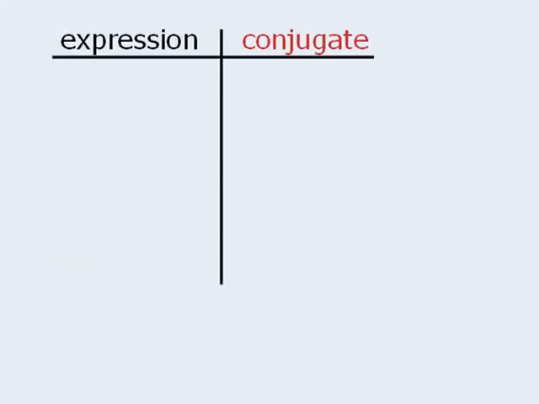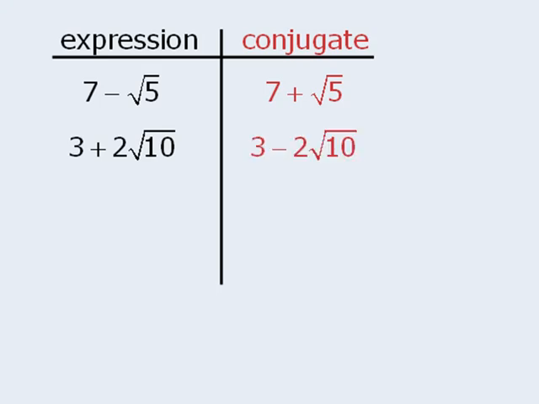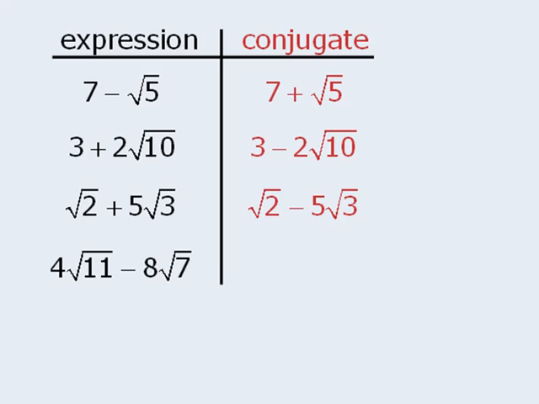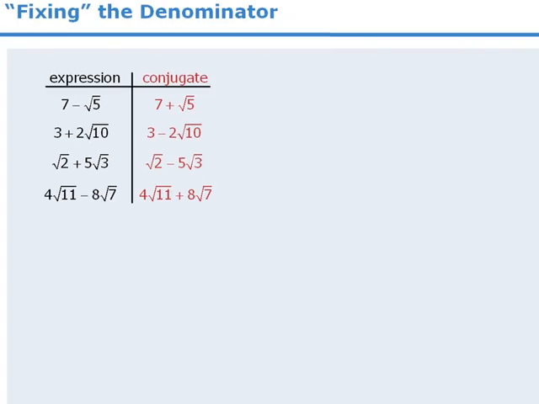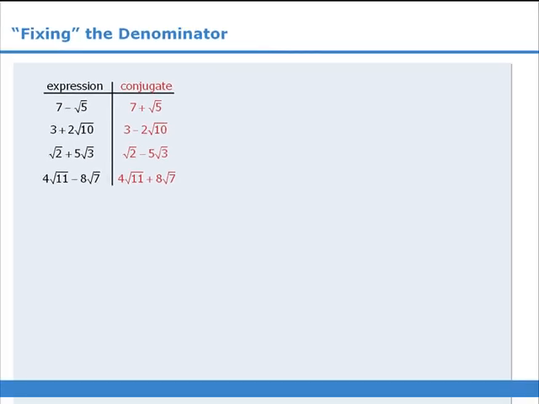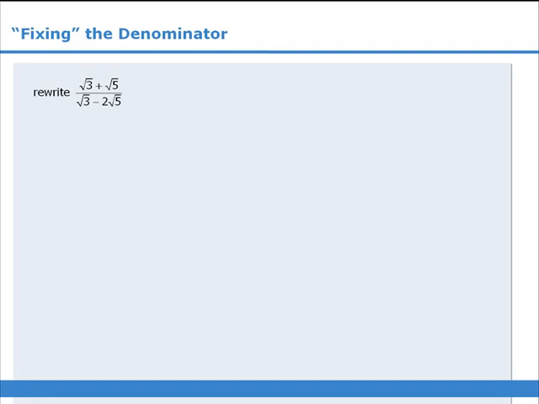Alright, let's take a closer look at conjugates. We will do this by example. To begin, the conjugate of 7 minus root 5 is 7 plus root 5. The conjugate of 3 plus 2 root 10 is 3 minus 2 root 10. The conjugate of 2 plus 5 root 3 is 2 minus 5 root 3. And finally, the conjugate of 4 root 11 minus 8 root 7 is 4 root 11 plus 8 root 7. Okay, now that we have a good idea of what a conjugate is, let's fix one last fraction.